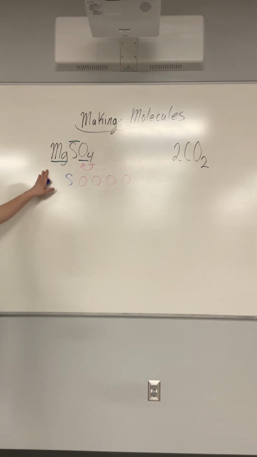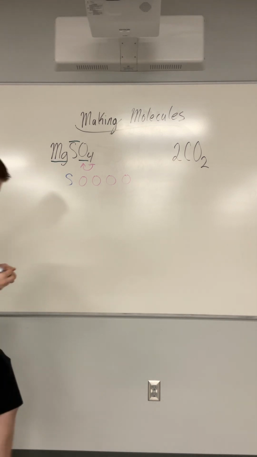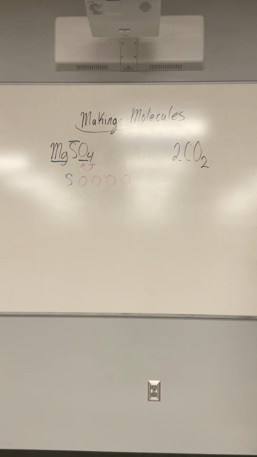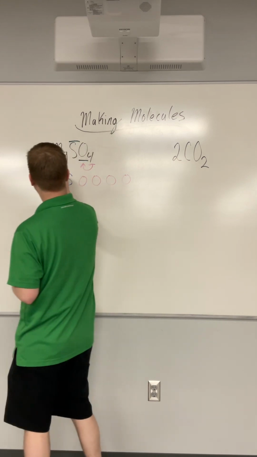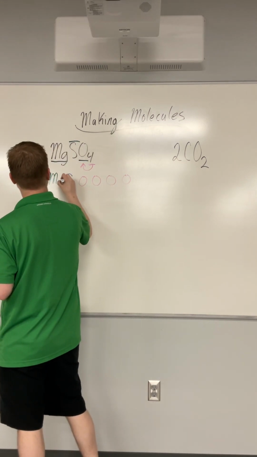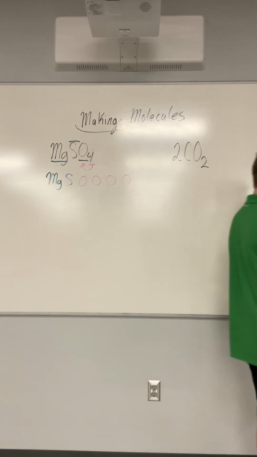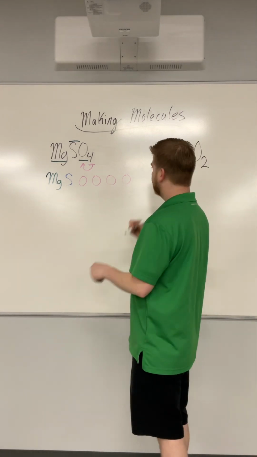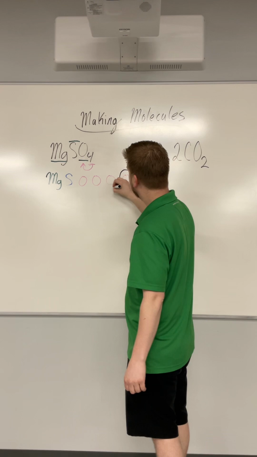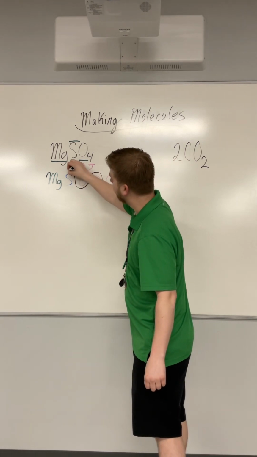So how many Mg's do you guys think we're going to have? Yeah, just 1. There's just 1 Mg. So we'll grab just 1 Mg. And then the last thing that we need to do to make it a molecule is to have all of these atoms connected to each other. So we'll go ahead and we'll just connect them right on up.